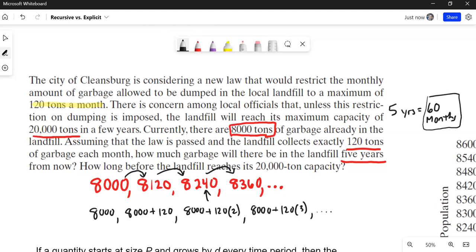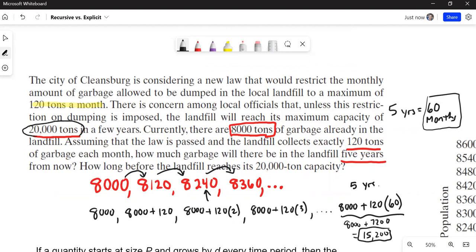So really, way out in the future, 5 years later would be the 8,000 we started with plus 120 tons times the 60 months. Now, that's something we can just compute on our calculator. In fact, I'll do that right now. Remember the order of operations: to do 120 times 60 first would be 8,000 plus 7,200, or 15,200. So it turns out 5 years later, we're still okay as far as we haven't gone over the 20,000 tons. But you can see that we are getting fairly close.